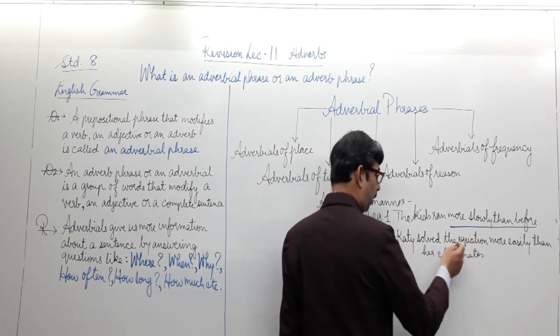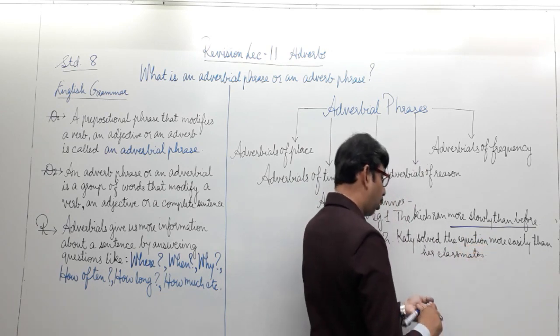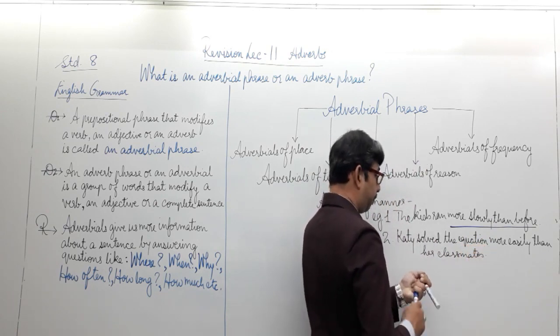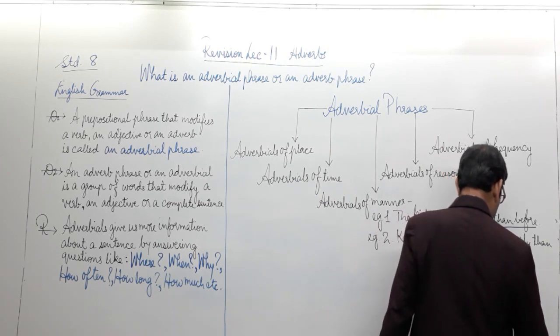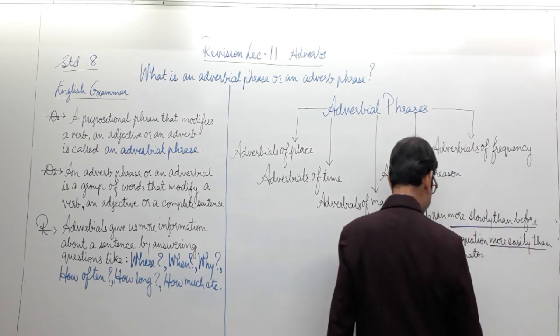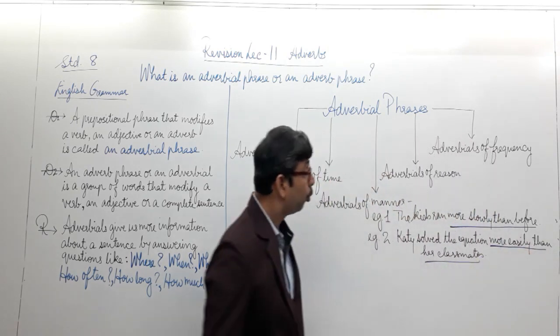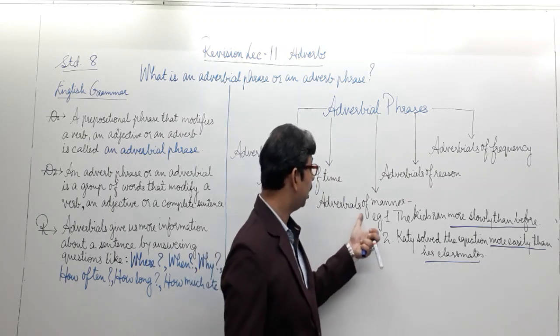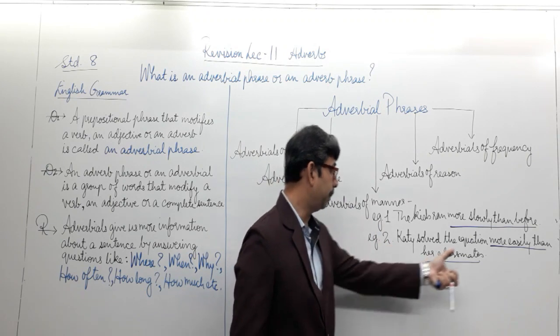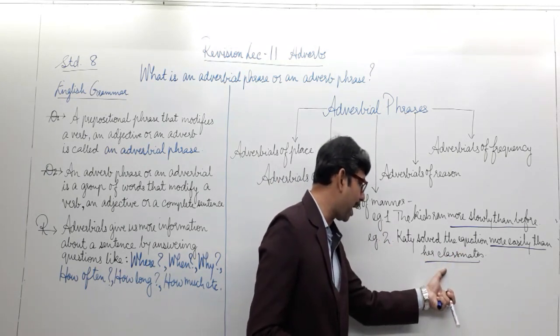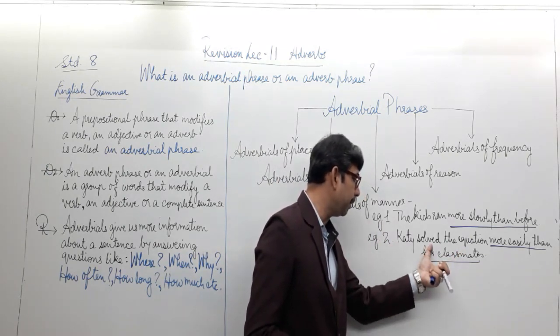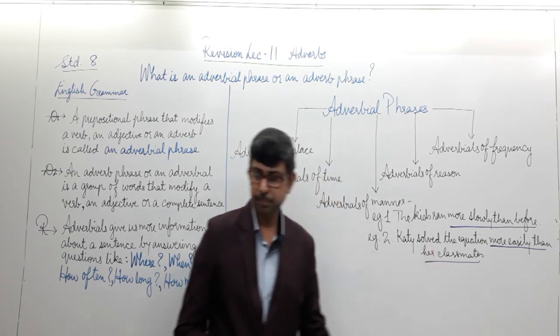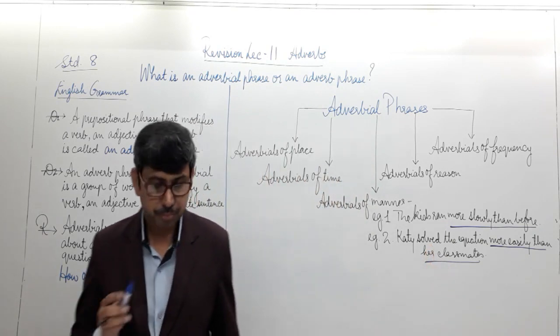So Katie solved, the action of solving is being done by Katie in an easy manner compared to her classmates. So Katie solved the equation. How did she solve the equation? If I have to underline the necessary words, I will underline more easily than her classmates, which here refers to the adverbial of manner. It becomes the adverbial phrase of manner, which is modifying the verb solved. Another example.